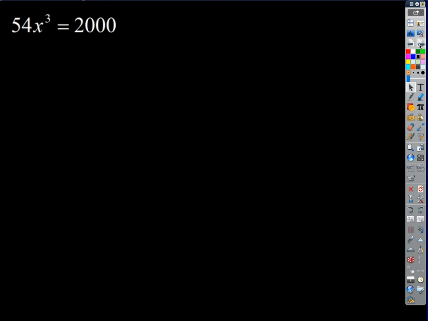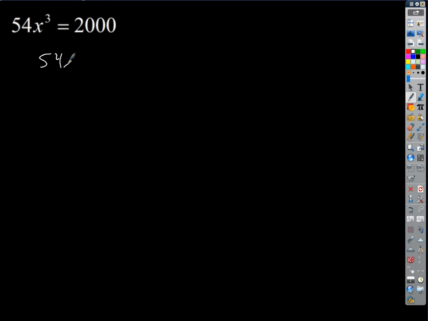What about something like this? What would you do there to solve for x? Let's just look at this one. Just move the 2,000 over there. 54 doesn't divide evenly into 2,000. No. Okay, so this is a good one to do. What are we going to do here? Subtract 2,000.